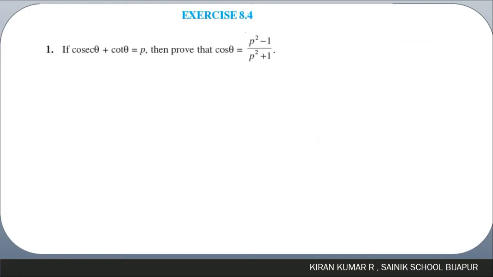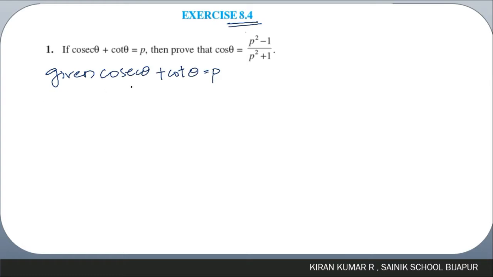Now we have come to the last exercise of this chapter, exercise 8.4. If cosecant theta plus cot theta is given by the letter p, then prove that cos theta is p square minus 1 upon p square plus 1. Let me consider the given. Given is cosecant theta plus cot theta equal to p.